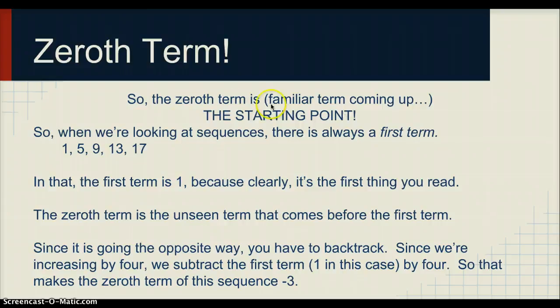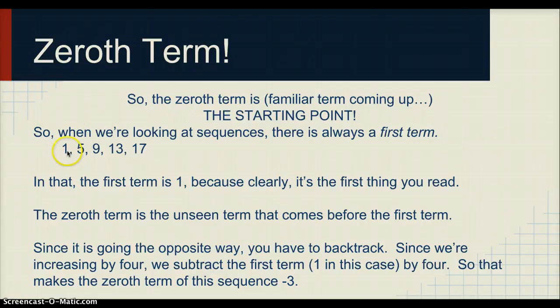So when we're looking at sequences, there is always a first term. Like when we're reading a book, there's always a first word. Okay, so there it is, the sequence, and this is the first term that we read. So that first term is 1 because clearly it is the first thing that we read, and the zeroth term is the unseen term that comes right before it.